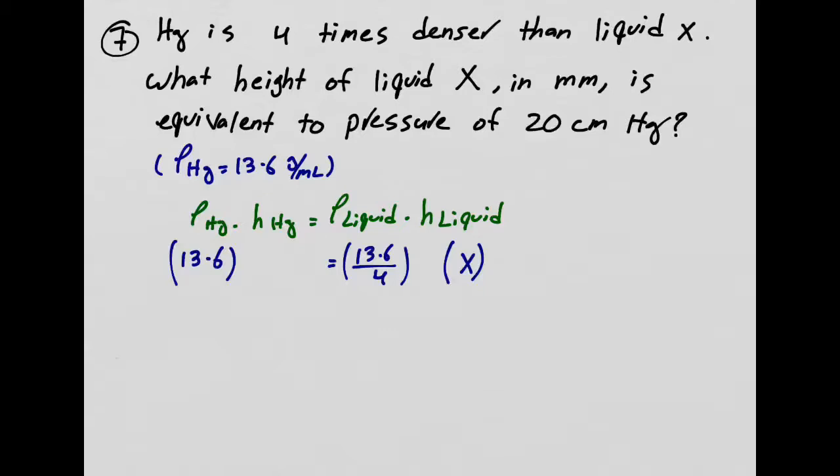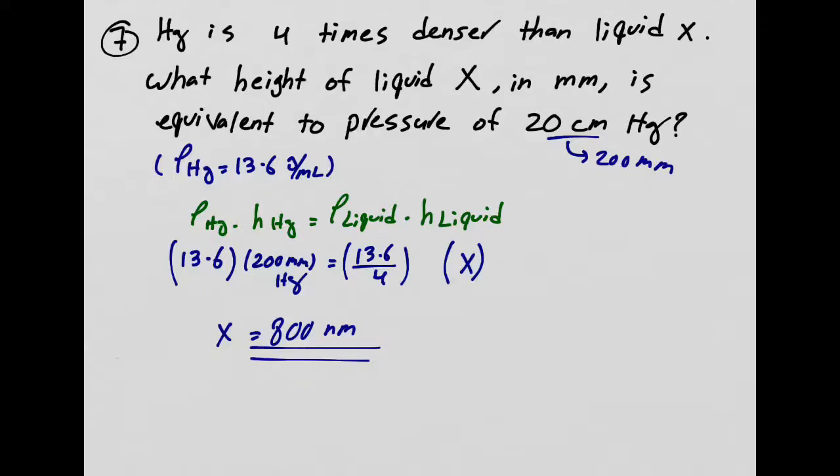They also give you the height of the mercury. It says the height of the mercury is 20 centimeters of mercury. Everything has to be in millimeters, so I'm going to convert this to 200 millimeters of mercury. Everything has to be millimeters, don't forget. So now I have everything, and my X is going to be 800 millimeters.